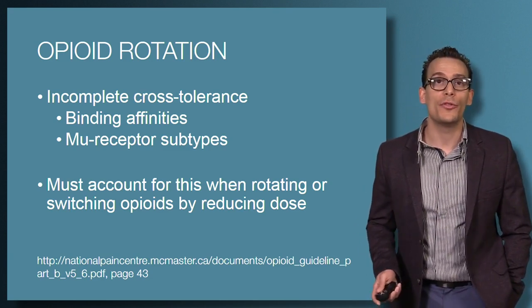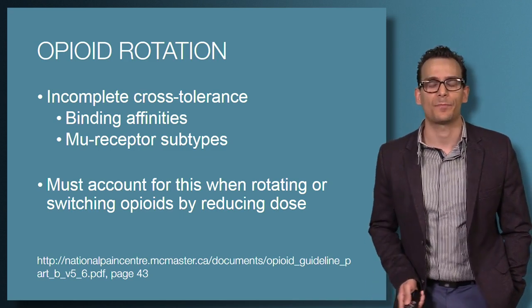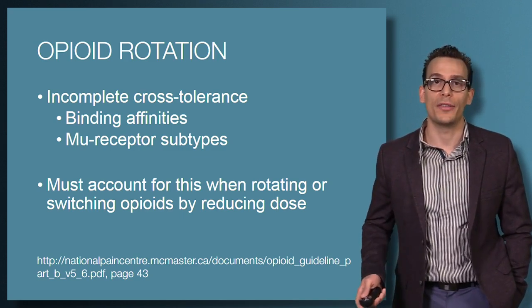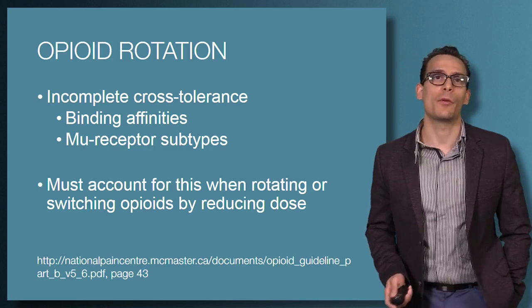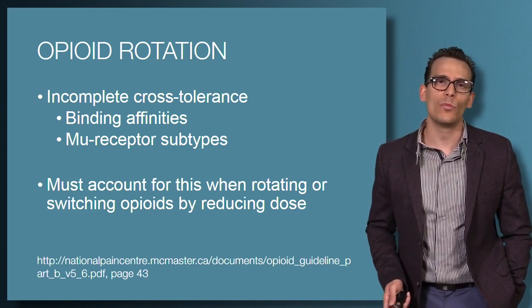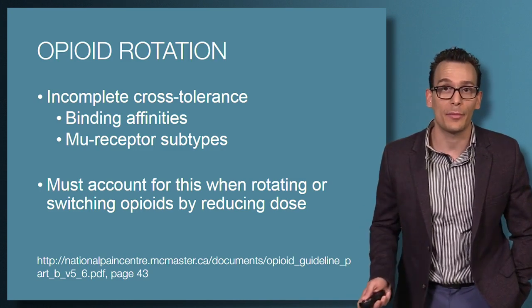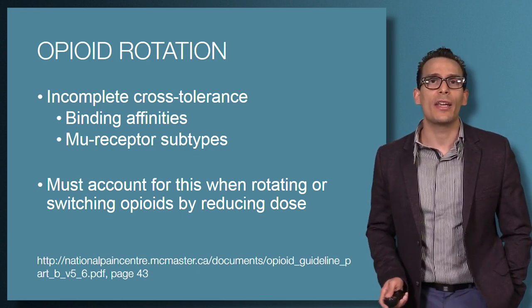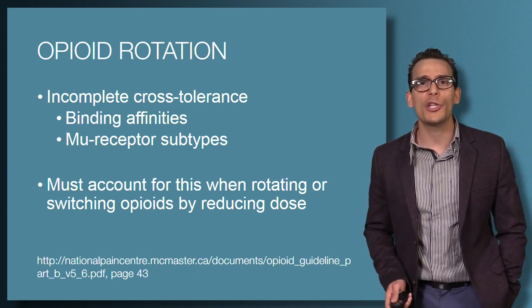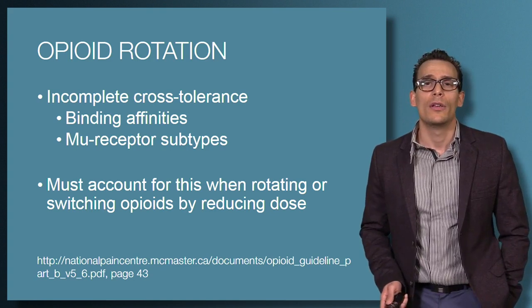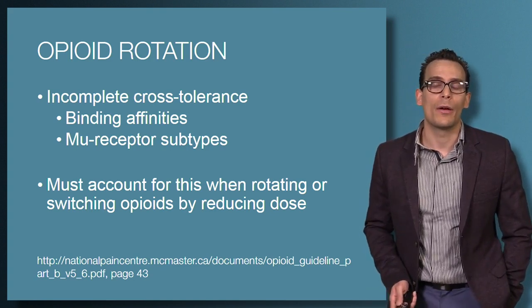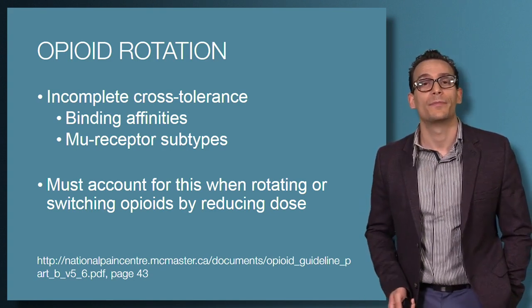This is predominantly due to differences in opioid binding affinities, which means that different opioids bind to the receptors differently, as well as different mu receptor subtypes. So different opioids bind to different mu receptor subtypes. We must account for this incomplete cross-tolerance when rotating or switching opioids by reducing the dose, because if we don't do that, there's a slightly increased risk of overdose.